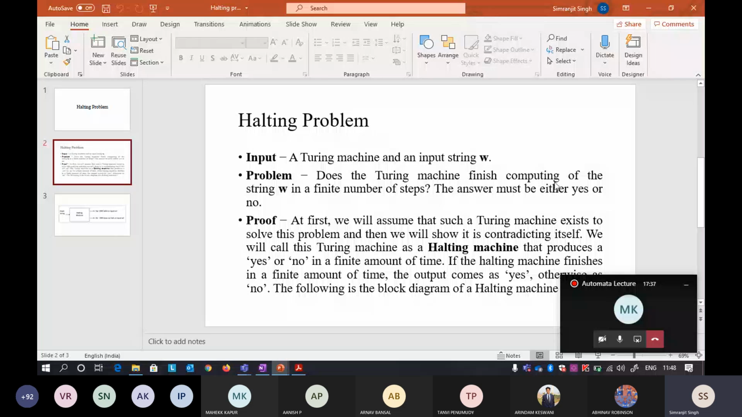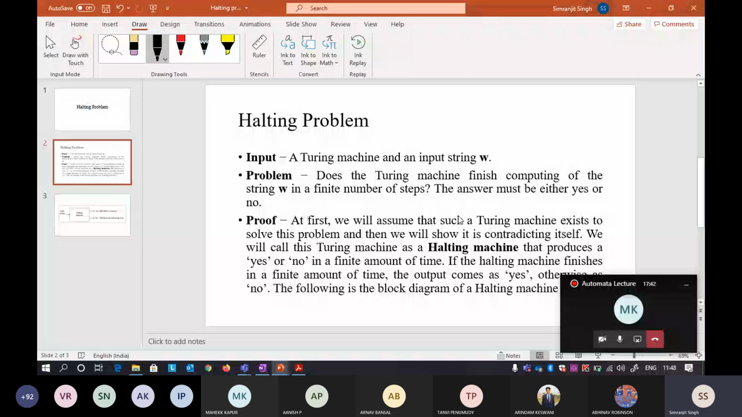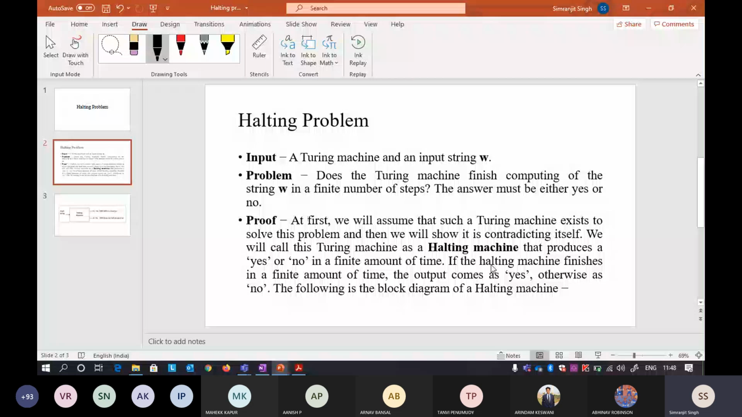If you are able to tell yes or no, then you can say that your Turing machine halts. At first we will assume that such a Turing machine exists to solve this problem. This is a proof by contradiction, and we assume that for every problem there is a halting Turing machine that produces a yes or no in a finite amount of time. If the machine finishes in a finite amount of time, the output is yes, otherwise it's no. Following is the block diagram of the halting Turing machine.